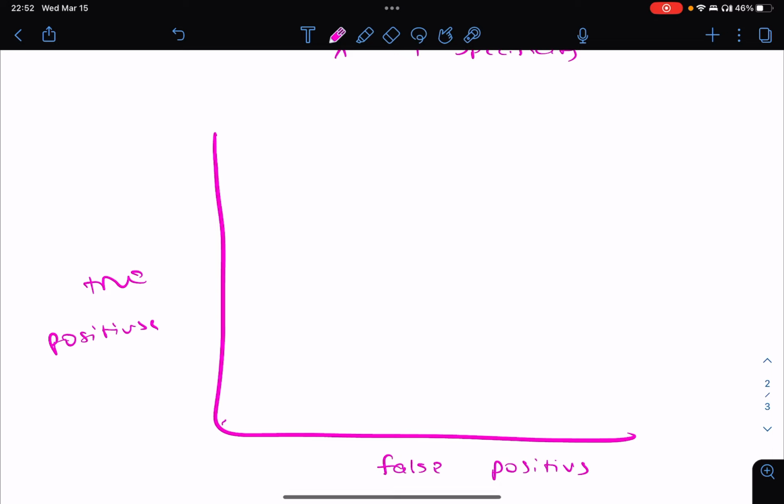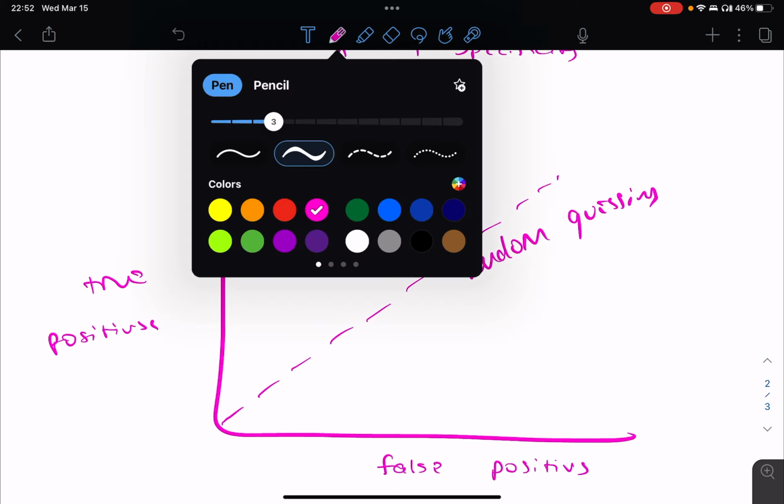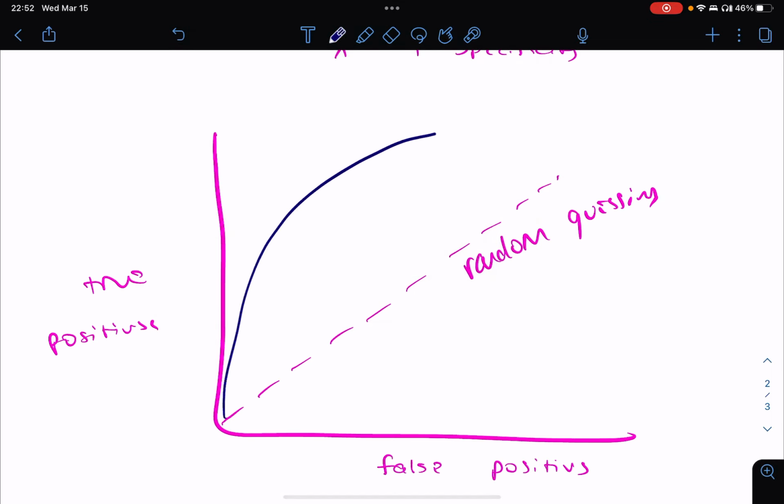and if we have a 50-50 shot of getting this right, this would be called random guessing. And this would be something like a good test because it mostly avoids false positives and most of your answers would be over here.